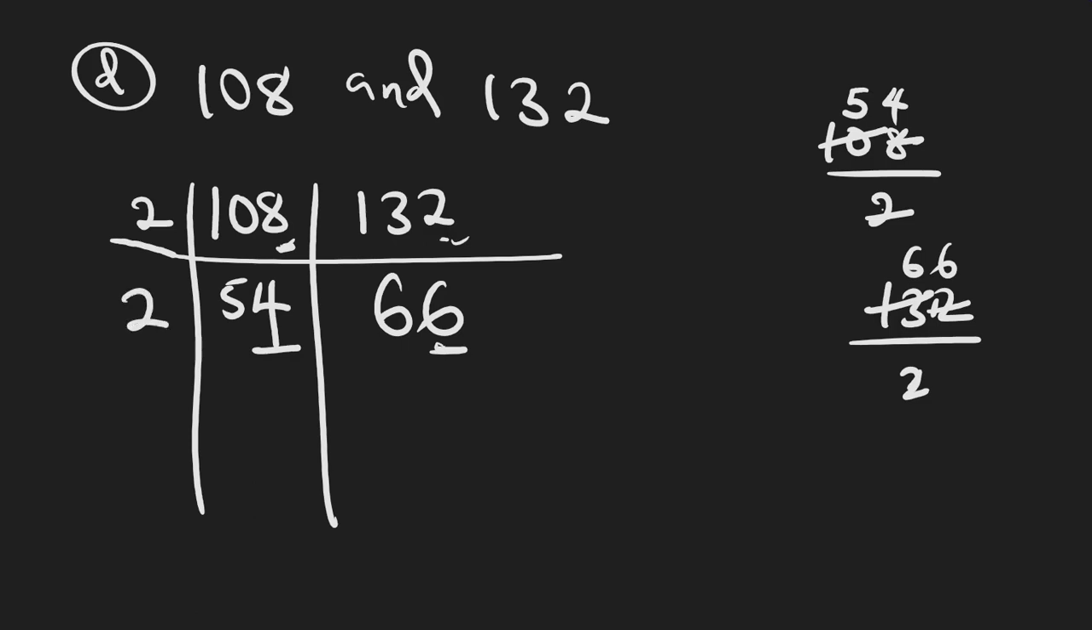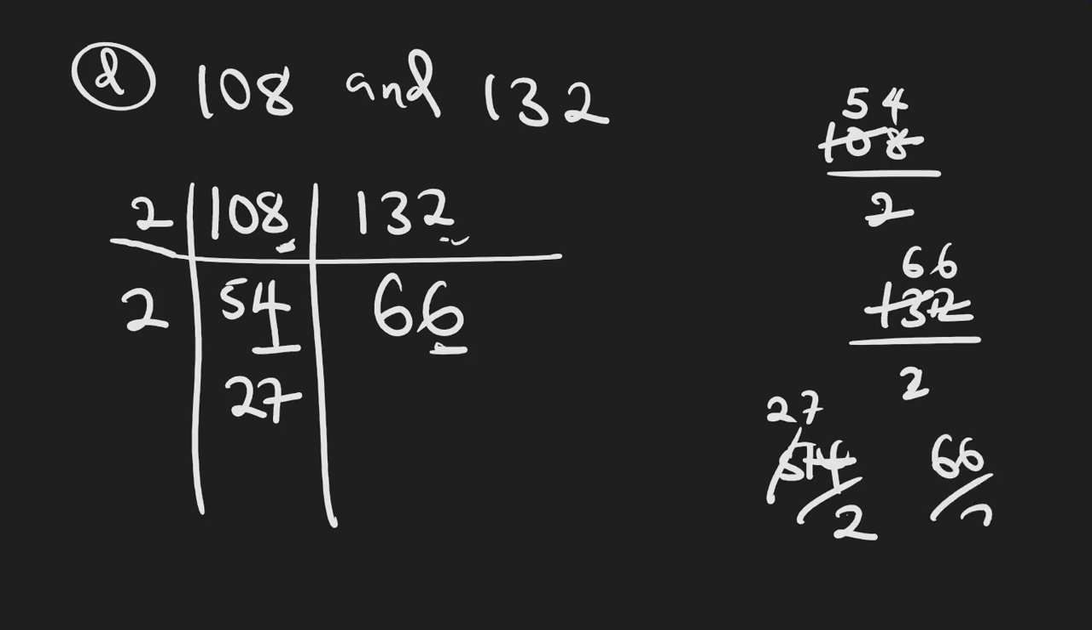So 54 divided by 2. 5 divided by 2 will go 2 remainder 1. Write the 1 here. 14 divided by 2 is 7. So we have 27 here. What can go into 66? 66 divided by 2. 6 divided by 2 is 3, and 6 divided by 2 is 3. So we have 33. Right? Can 2 go into 27 and 33?